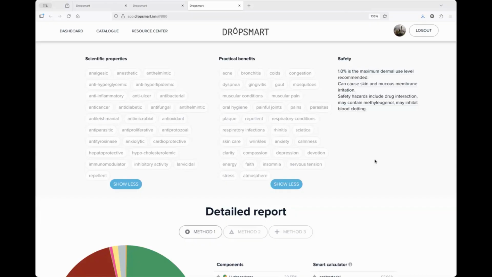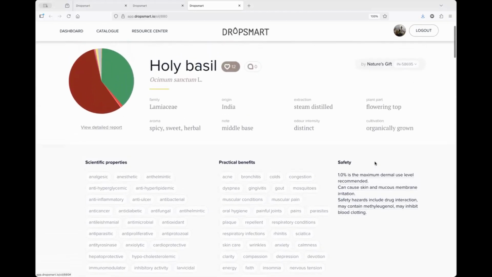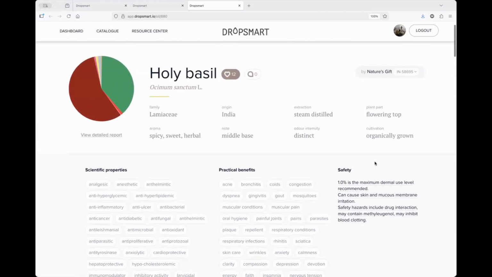So let me show you. Are you ready? Here it is. Holy basil. Some people call it Tulsi. So holy basil. And I chose this oil purposely because I think the name is deceiving. When you think of Tulsi and holy basil, because of this holy component to it, people think that it's very gentle to use. People are misled by that.